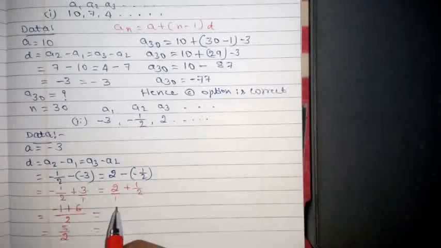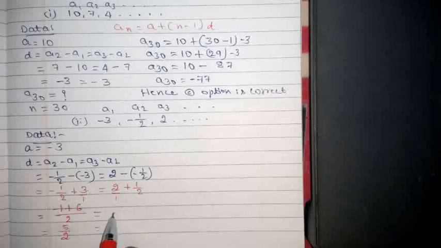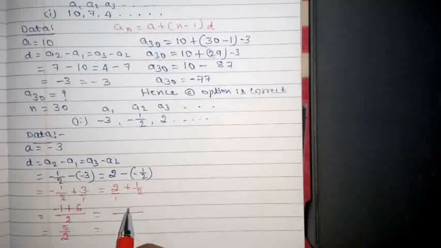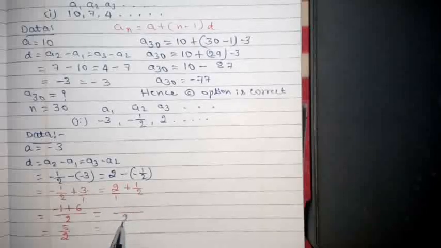Okay. Now take the LCM for here also. Now what is the LCM? So the LCM here, 2 and 1, is nothing but 2.